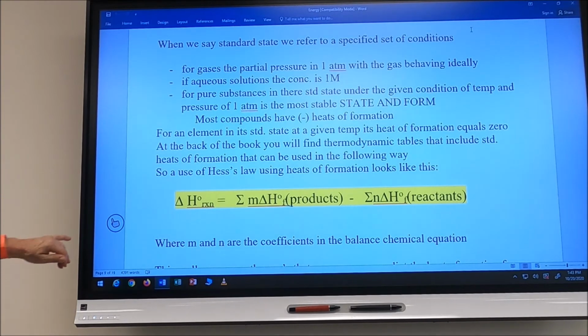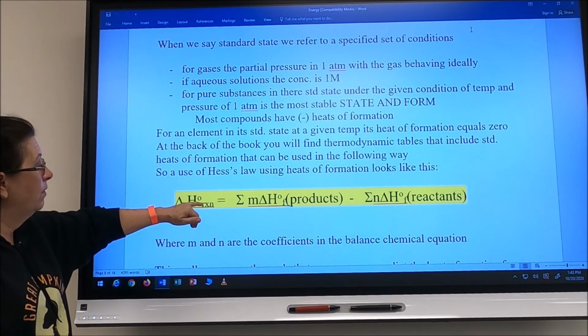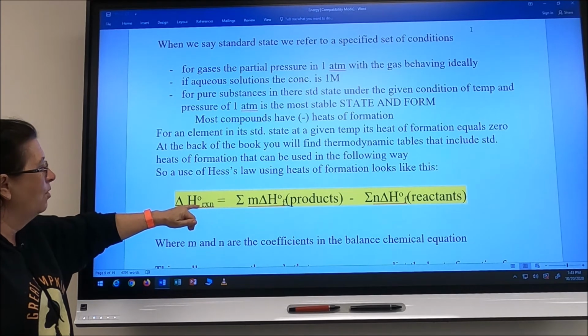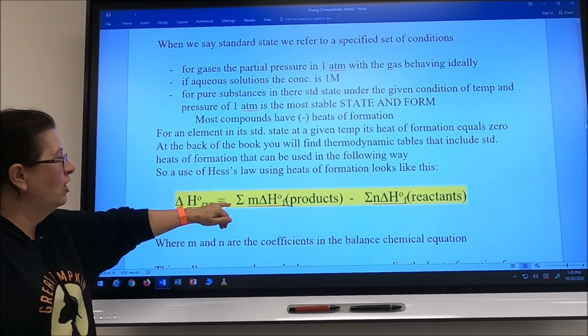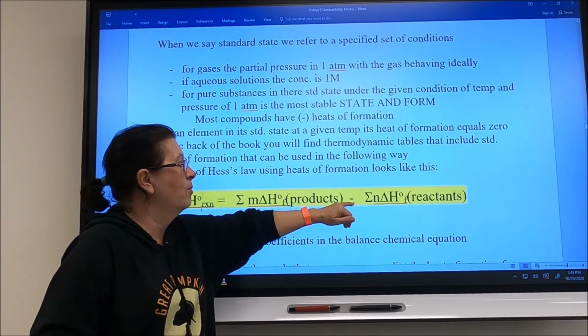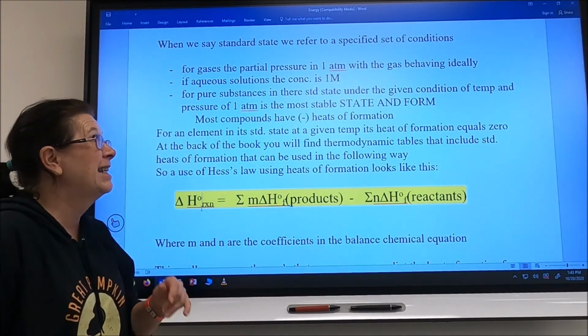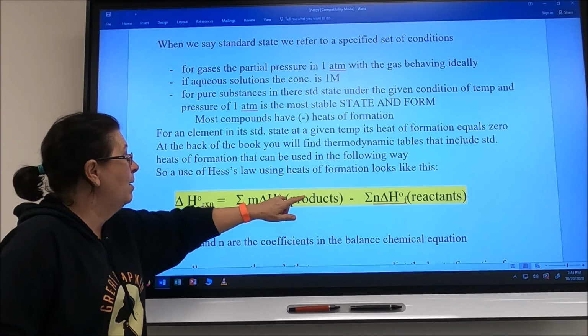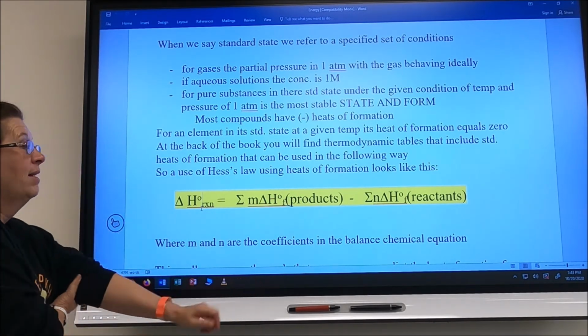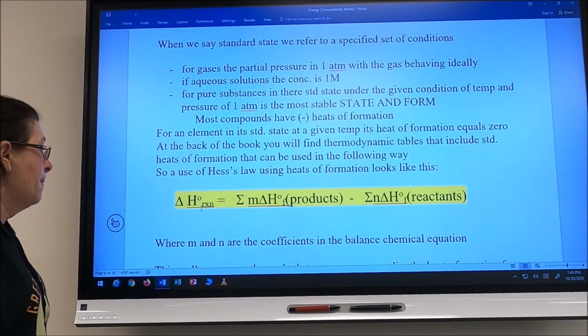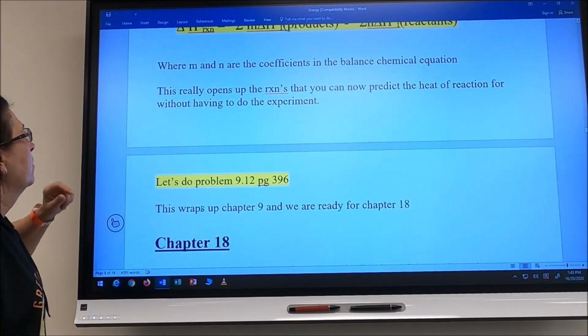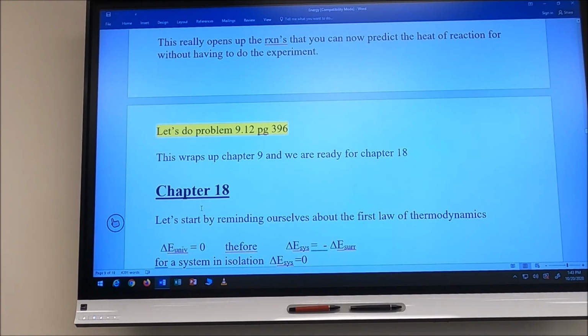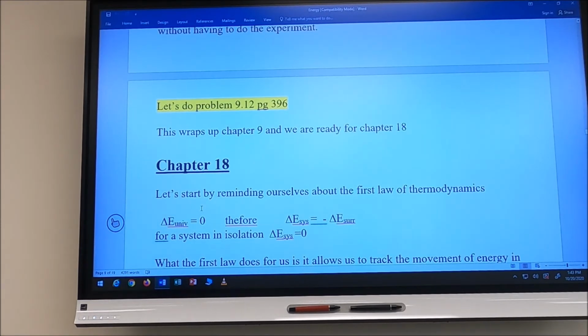In general, using Hess's law, we can say that the standard heat of reaction is the sum of the heats of formation of the products minus the sum of the heats of formation of the reactants. M and N are the coefficients in the balanced chemical equation. Okay? So this really opens up how we can predict the heat of reaction without having to do the experiment. All we need is a table of standard heats of formation and the balanced chemical equation.